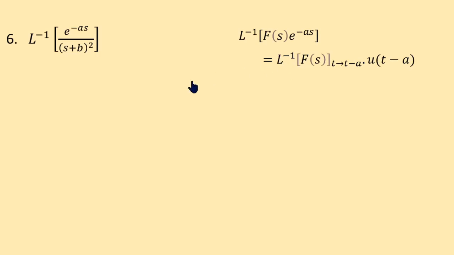Okay. Now, here f of s is 1 by (s plus b) whole square. s is s plus b. Therefore, the inverse is e power minus bt into 1 by s square, replacing s plus b by s. The inverse of 1 by s square is t. So, t e power minus bt, that is f of t. Then t is replaced by t minus a and multiplied by u of t minus a.